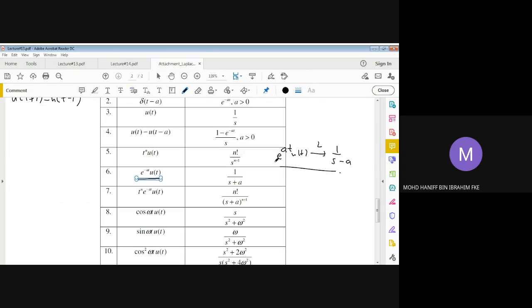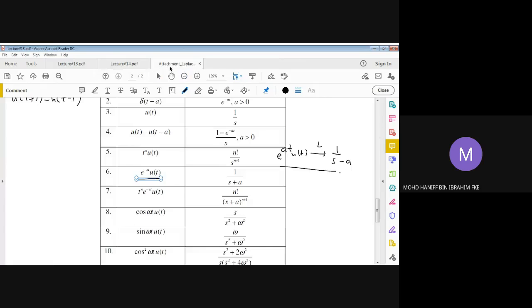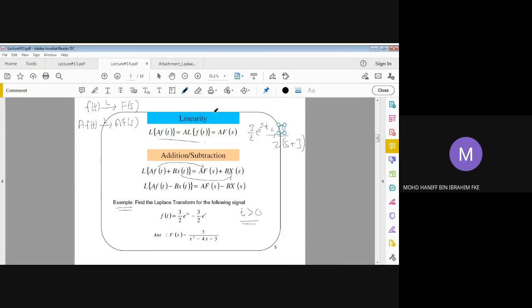Okay, so back to this, we have e to the power of at going to have 1 over s minus a, right? So we're going to apply that. So that will be written as 3 over 2 over s plus 3. Let me check again. Oh, sorry, it should be negative. I apologize. It should be negative 3, yeah?